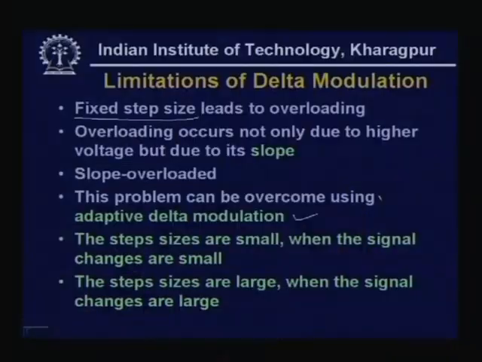So, the step size is not made fixed. When the input changes slowly, the step size is made smaller. When the input changes rapidly, then the step size is made larger. That is how it is able to overcome the overloading problem.